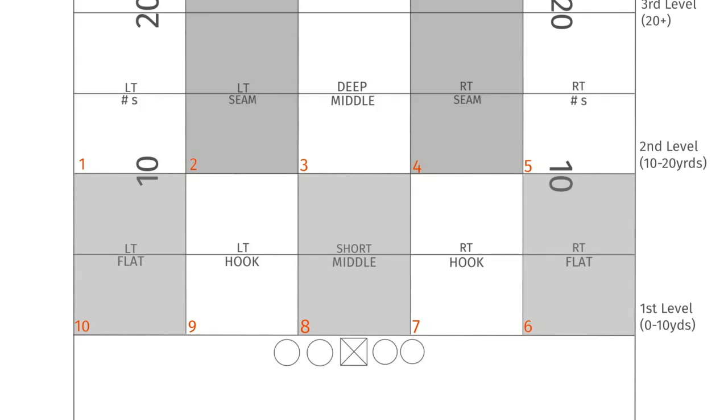So the way we look at this is it helps us to recognize what we're talking about as we work through this platform. Hey, we want to attack the right seam, or we want to attack the left flat in this particular coverage. So it helps us to understand that terminology and denote the areas of the field that we're trying to attack.